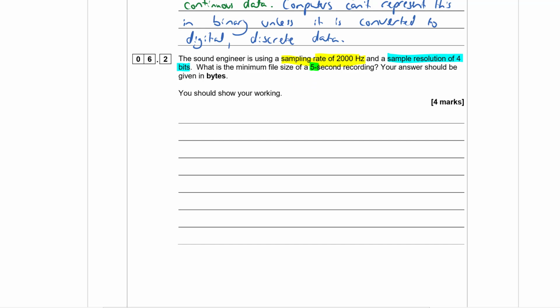That is our key information because the formula for sound is always rate times resolution times how long it is, so the seconds. And we must also give it in bytes. We can't forget that here. It's worth 4 marks, quite a generous question because there's no rearranging. You might occasionally have to rearrange it if you're missing one of these variables. But that's just algebra, which you should be able to do from maths.